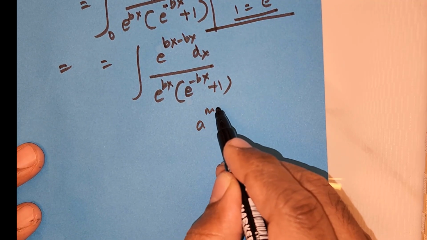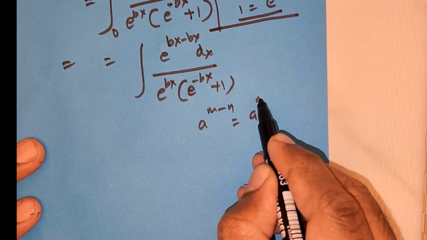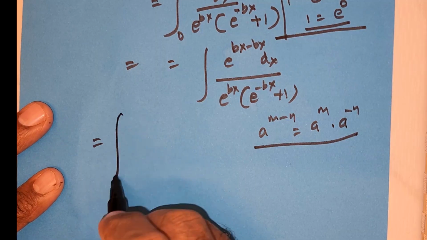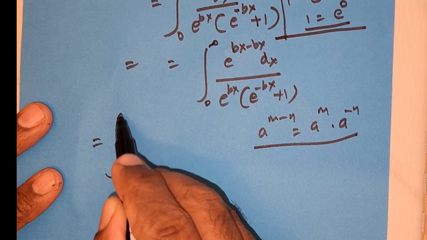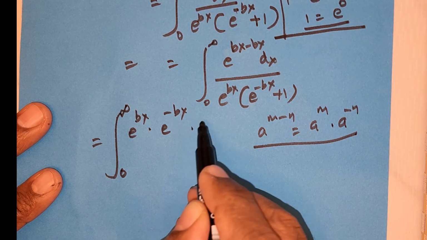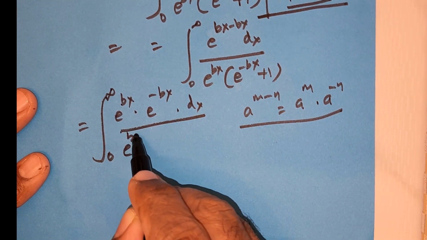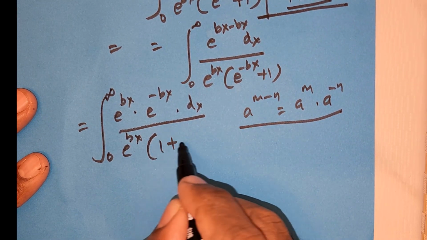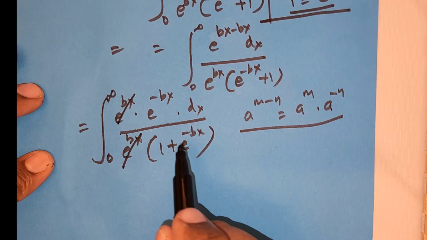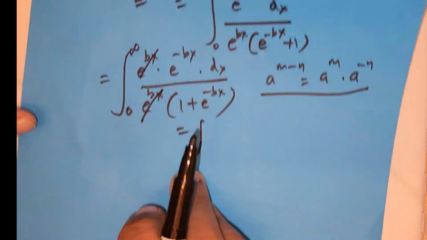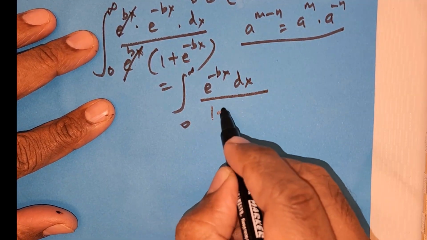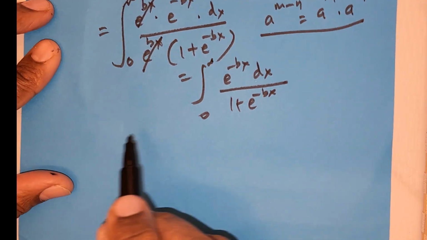Now a raised to the power of m negative n can be rewritten as a raised to the power of m times a raised to the power of negative n. So this can be rewritten as, of course the limits are 0 to infinity, e raised to the power of bx times e raised to the power of negative bx times dx divided by e raised to the power of bx times, I'm going to rewrite this as 1 positive e raised to the power of negative bx. Now e raised to the power of bx goes off, giving me integral 0 to infinity e raised to the power of negative bx times dx divided by 1 positive e raised to the power of negative bx.